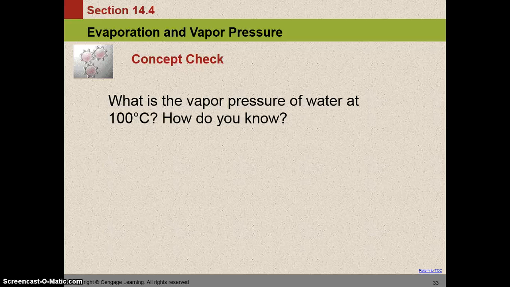What is the vapor pressure of water at 100 degrees Celsius, and how do you know? The answer is 1 atmosphere. And how do we know that it's 1? We know that at 1 atmosphere, water boils at 100 degrees Celsius. So when we are at 1 atmosphere and 100 degrees Celsius, we should see water boiling.